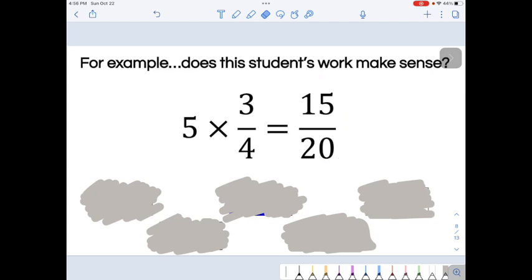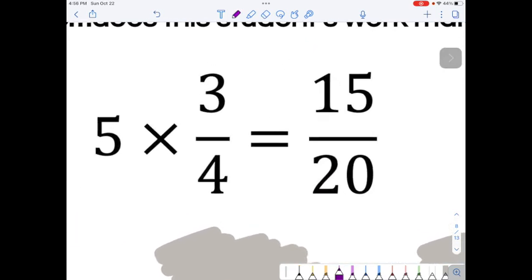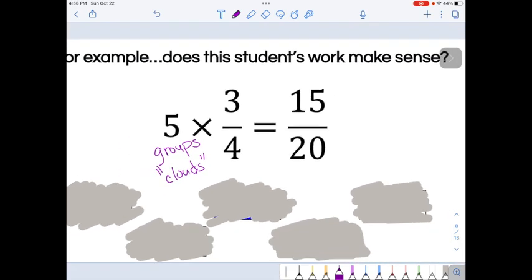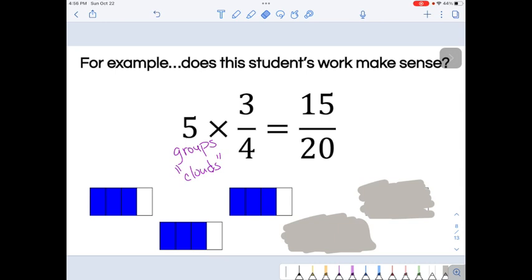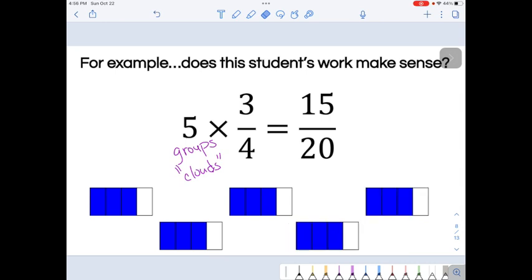But I hope that you remember back from our very first lesson in this unit that when we multiply with the whole number, it really means we have 5 groups of 3/4. We drew those also in clouds, right? We can also call them repeats, right? So here, I'm drawing 3/4. There's the first time, there's the second time. Here's 3 times 3/4, 4 times 3/4, 5 times 3/4. This answer doesn't possibly make sense.